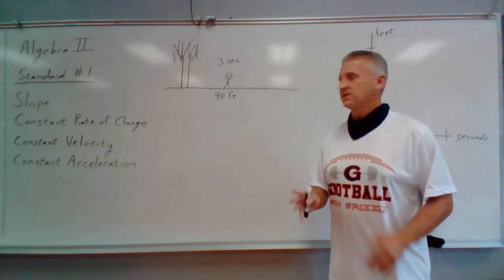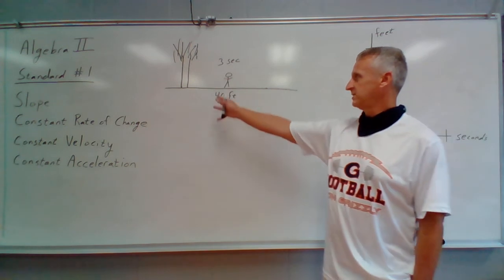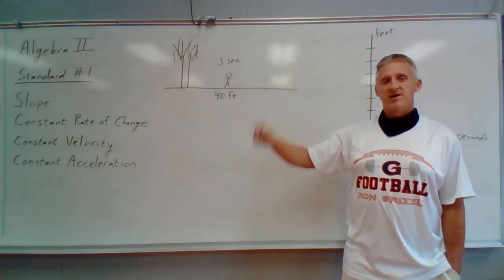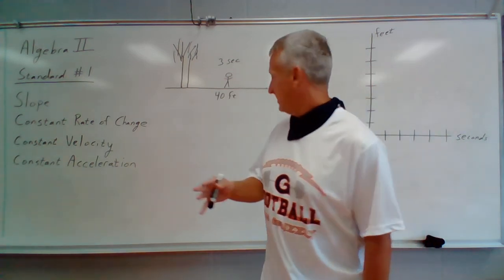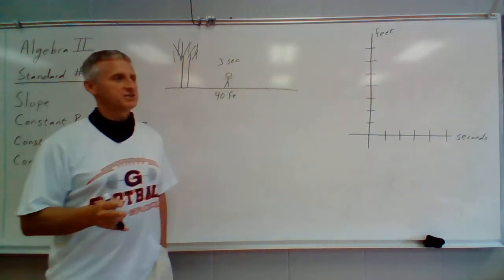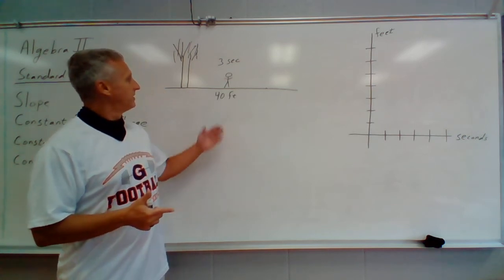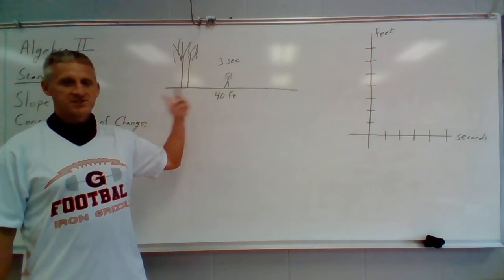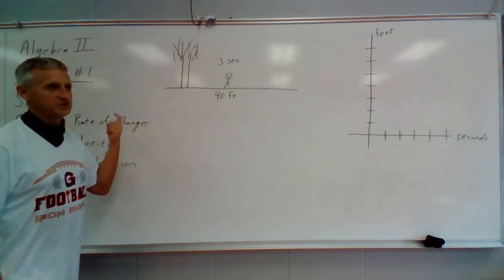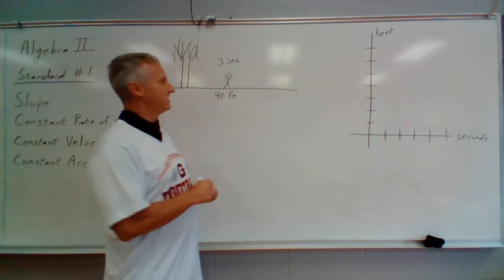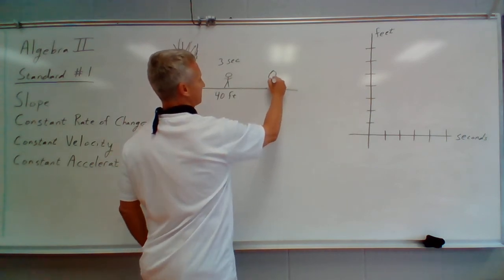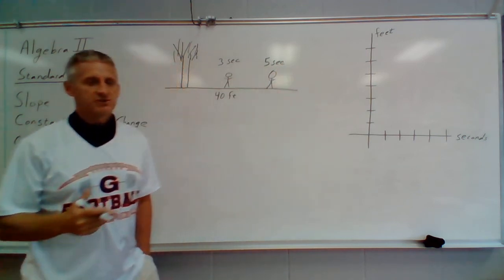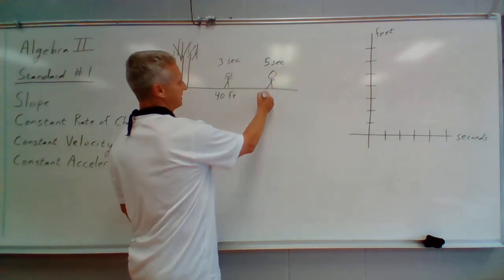All right, so let's suppose that we have a little guy here and he's running along flat ground, going in a straight line, and he runs past this tree. Let's say that 3 seconds after somebody starts a stopwatch, the little guy's 40 feet past the tree, so he's 40 feet to the right of the tree, 3 seconds after somebody starts the stopwatch. Let's say that 5 seconds after somebody starts the stopwatch, this guy's 70 feet past the tree.